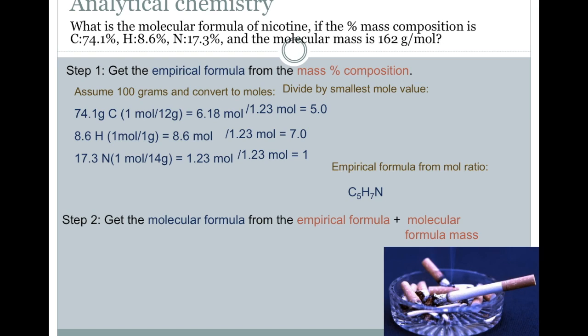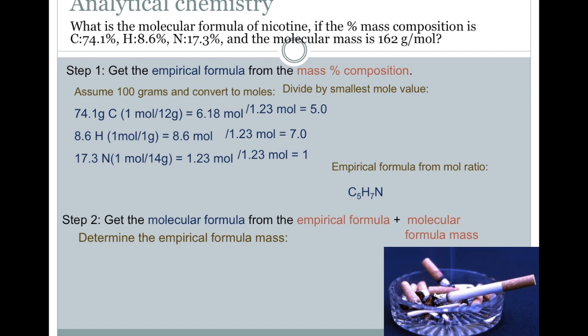So basically, then we can write an empirical formula from this information. So that's C5H7N, or N1, but you don't have to write the 1 in a formula. So then the next step, same as before, is we're going to get the molecular formula from the empirical formula and the molecular formula mass.